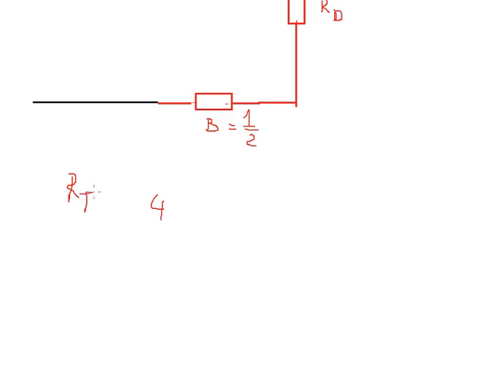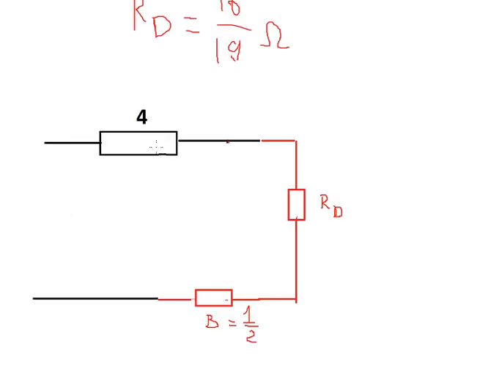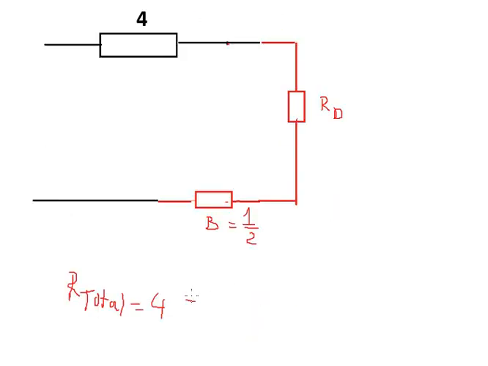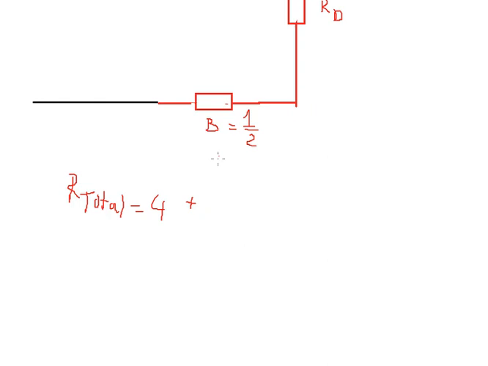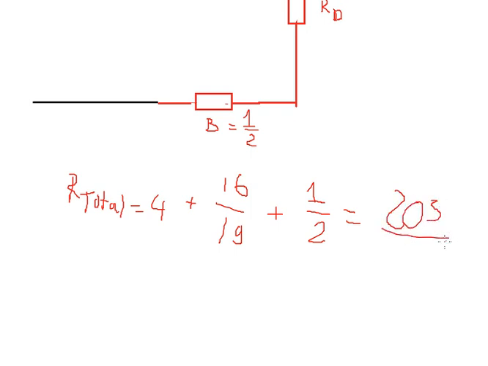This is R total equals number 4 plus RD. We have 16 over 19 plus 1 over 2. And we have the final answer. That is 203 over 38.